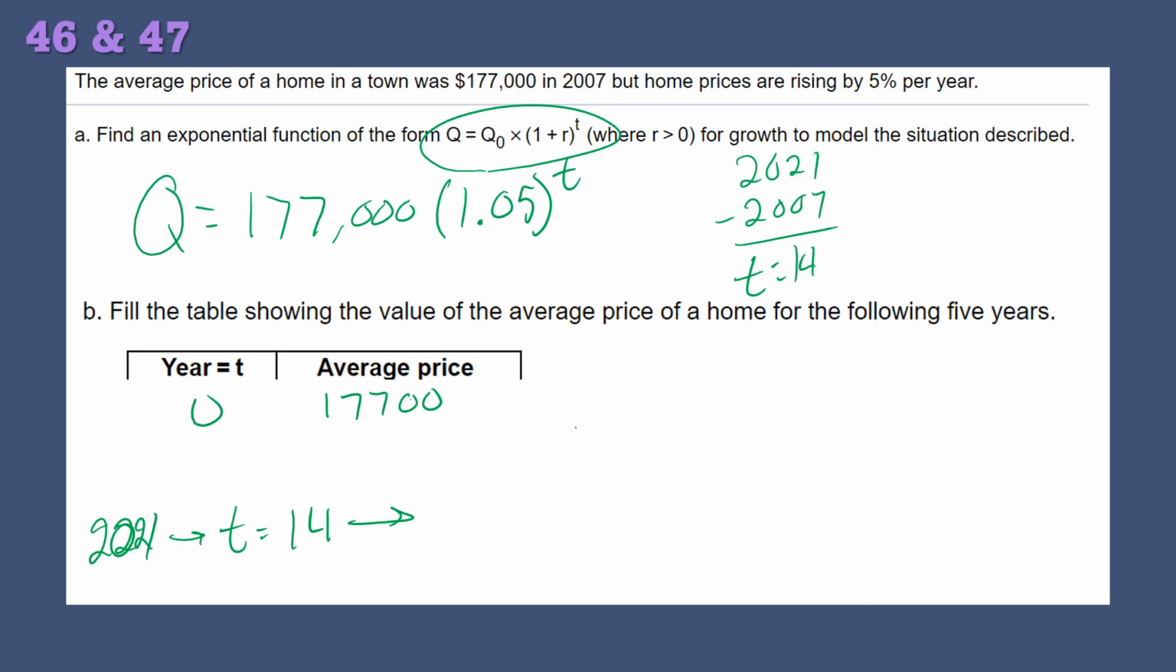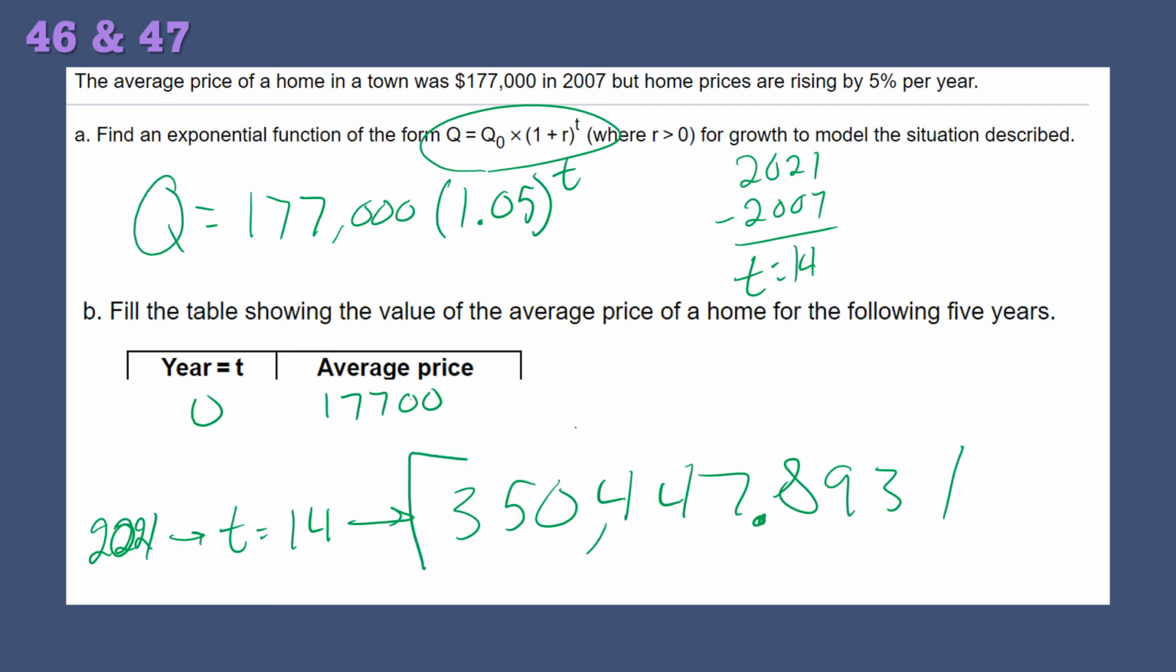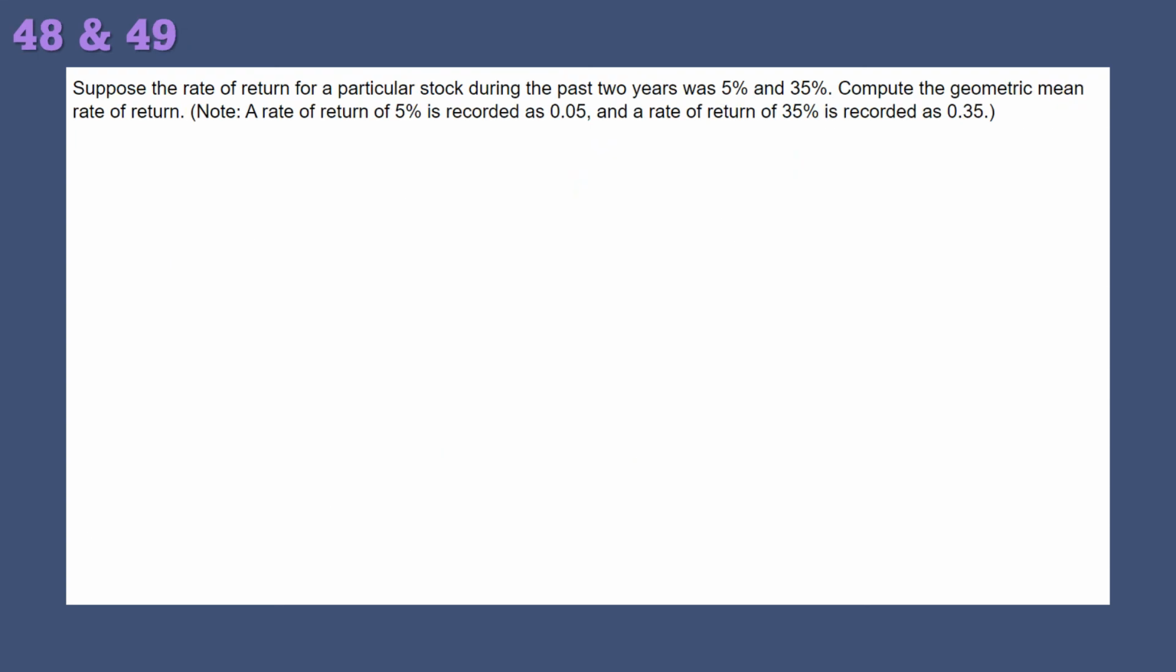And I raise it to the 14th power, and I get 350,447,8931. I got my decimal right here. So it looks like the housing price has doubled in 14 years. And that is it for me on this problem.